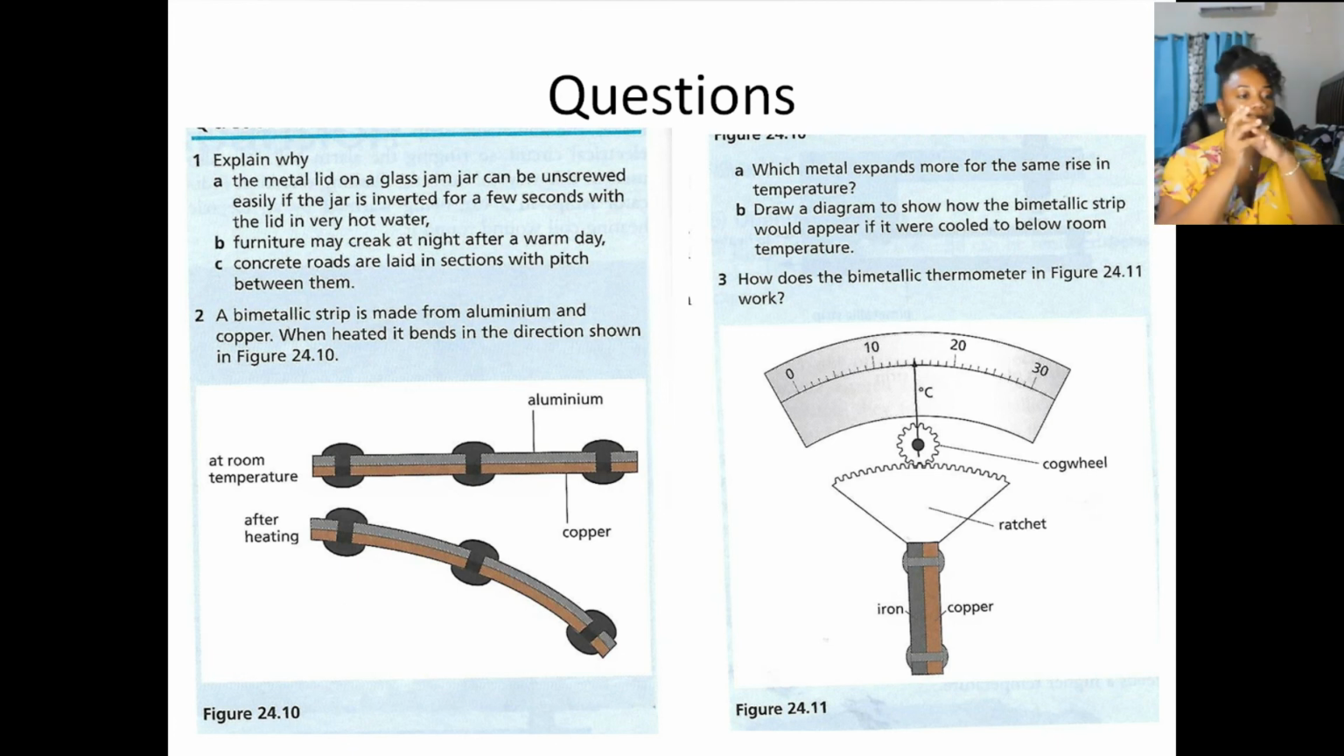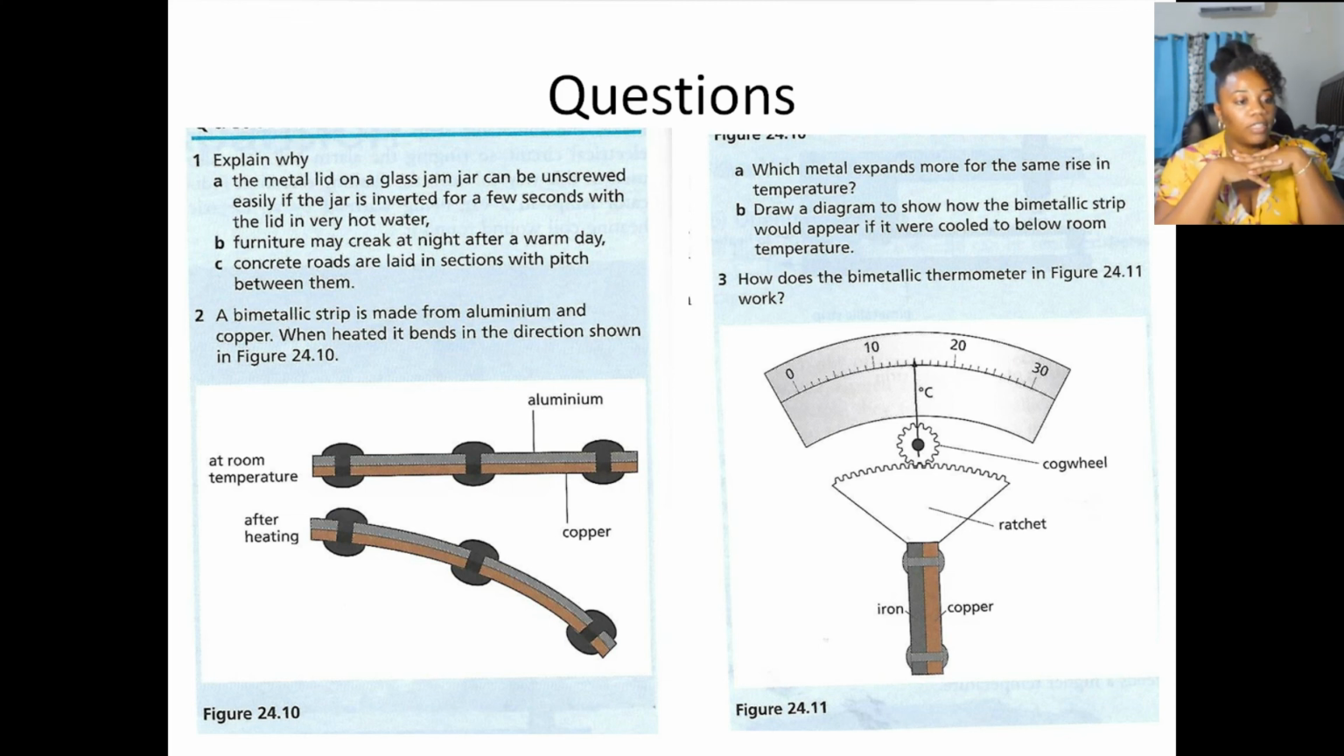So let's go. It says, explain why the metal lid on a glass jam jar can be unscrewed easily if the jar is inverted for a few seconds with the lid in very hot water. You are definitely correct, because the metal lid would expand.